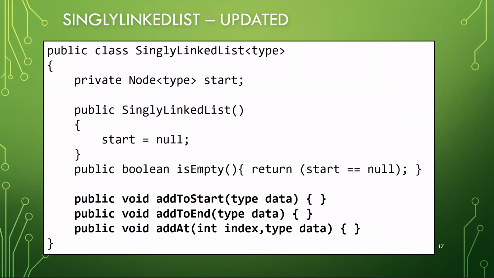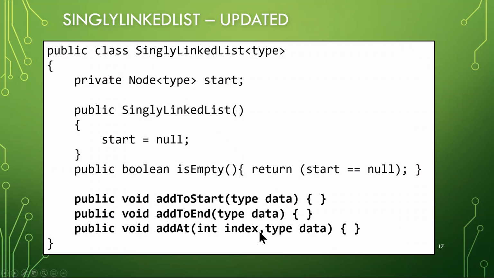So now if we update our singly linked list class, and you already see some of these methods inside the example stuff that's given, we have the next operations that this data structure can do. So 1, adding to the start of the list, taking in the data, adding to the end the data, and then adding at a specific location.